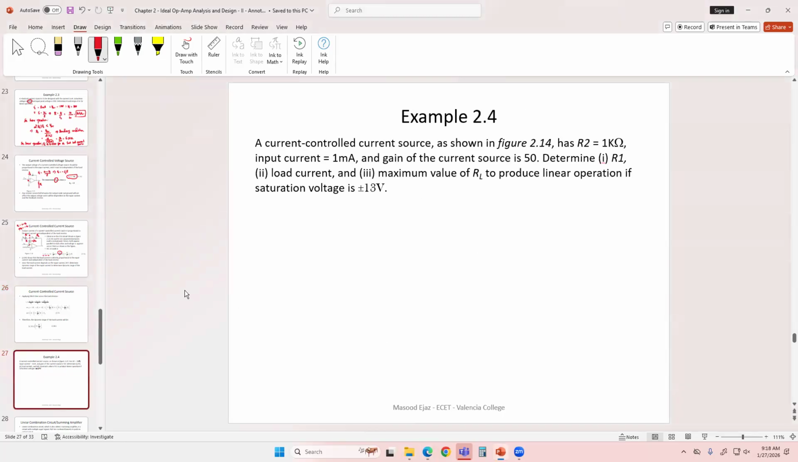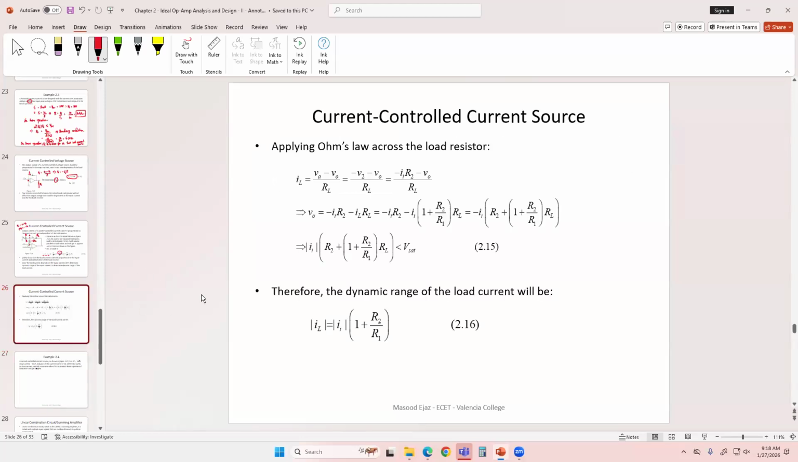All right, let's look at one of the examples. A current controlled current source as shown, and yes, go ahead. Instead of less, you're saying? Well, we already have the I1 less than VSAT over there. That's why we put it. So it's based on that, so it's going to be less than VSAT when we are using that. And that is related to the load current, so it's automatically going to be less than that value, basically.